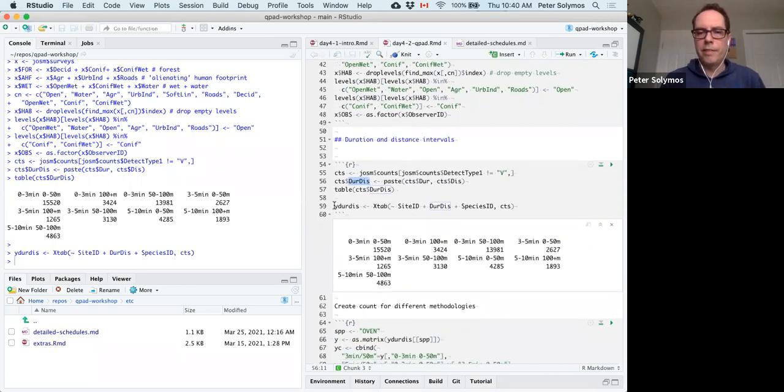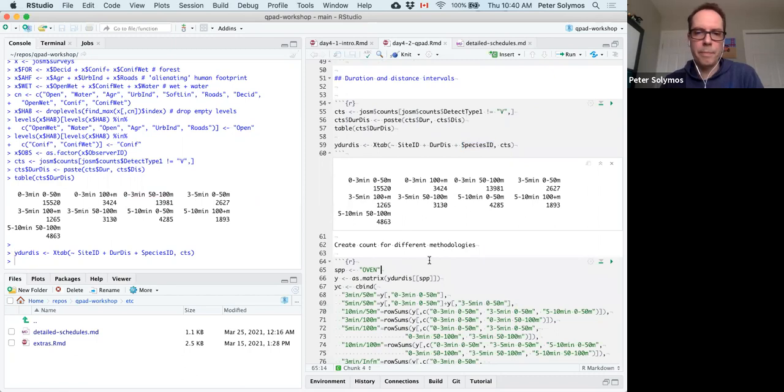And once we have this, then we can create this cross tab. As you recall, we are going to count the number of rows for each site and this combined duration distance bins. And then species ID, that is just going to replicate this over multiple species. So we'll have a list of matrices where site ID is going to be the row name, and these labels are going to be our column names.